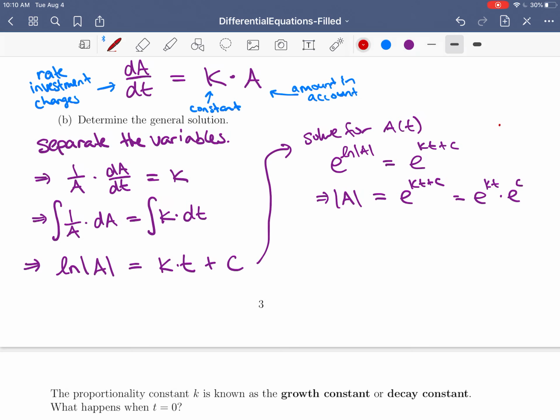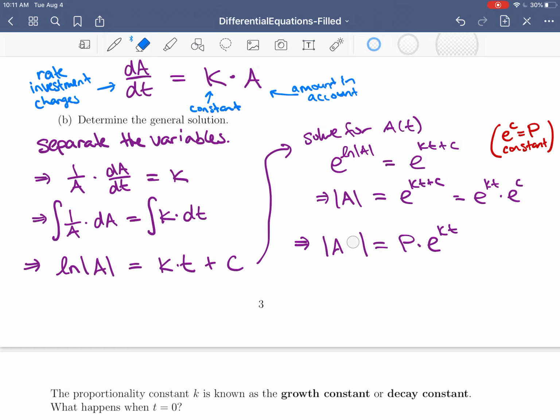And then we could just make a note that e to the c is some other constant. So I'm going to call it p here. That means my a of t in absolute values, actually, we could write it as p times e to the kt. Okay, that would be my general solution.